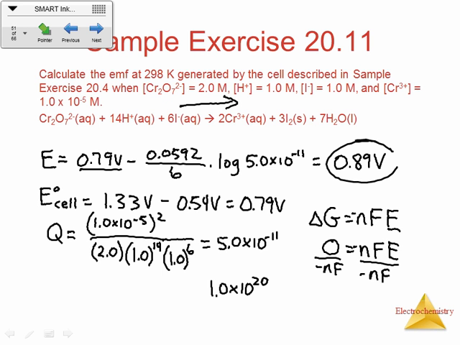This is our Q value at this particular point. So obviously our Q is very far away from K, and that tells us again this reaction would need to shift to the right in order for Q to get to K. Once Q is at K, delta G is 0, the reaction stops.